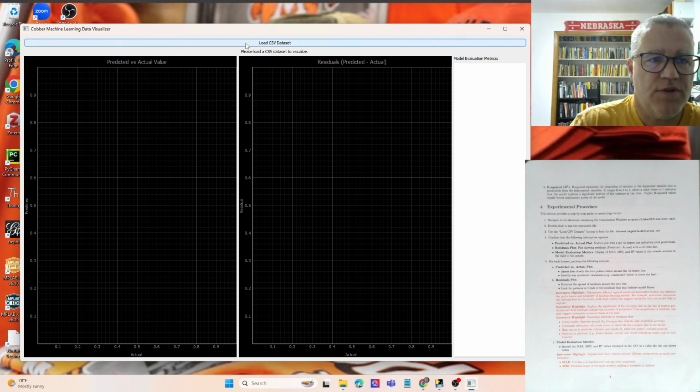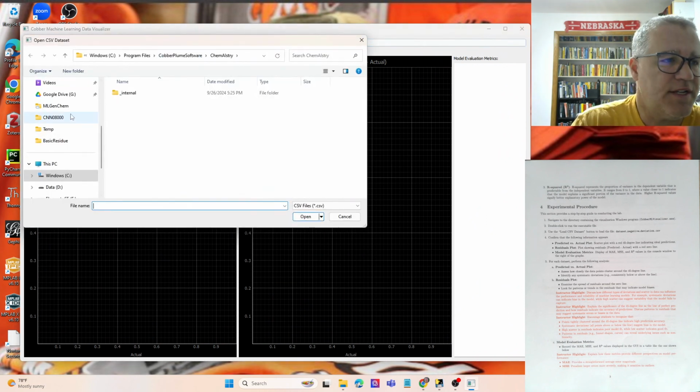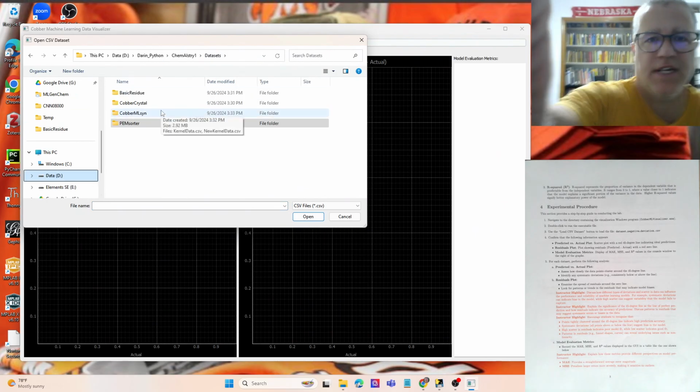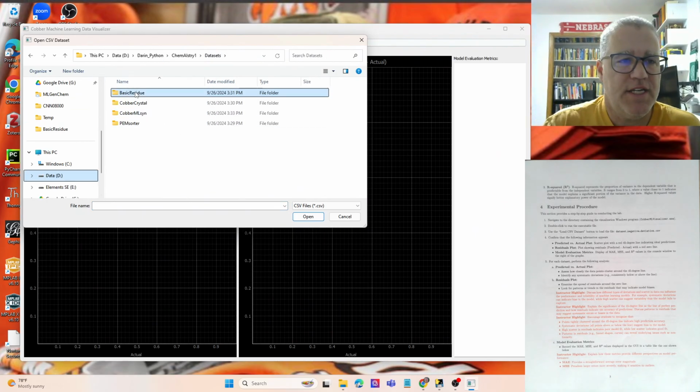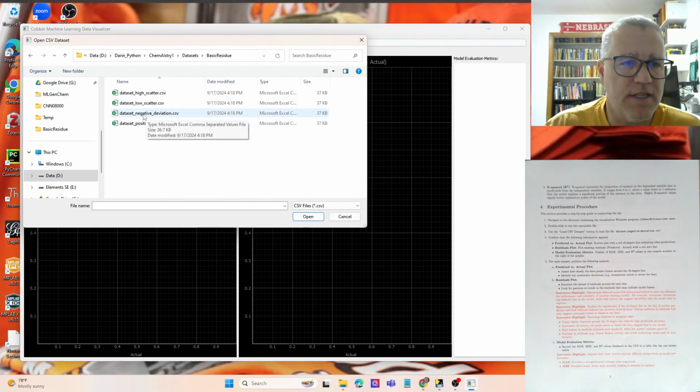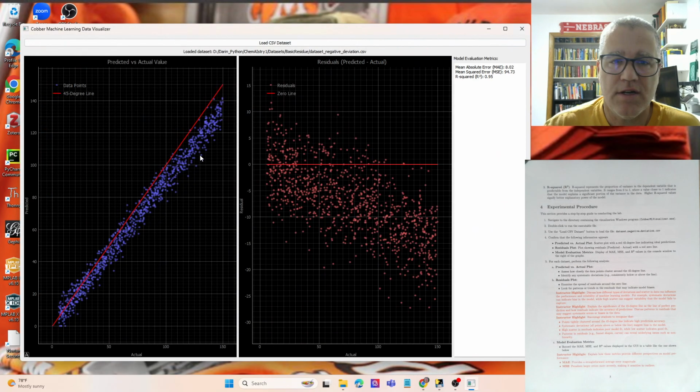So I've got this loaded. We're going to load our first data set. If you could navigate to where you put your data sets, mine is here. So I'm going to do the negative deviation as we're told here in the lab procedure. And here come the data. And we can see down here, things are doing pretty well.